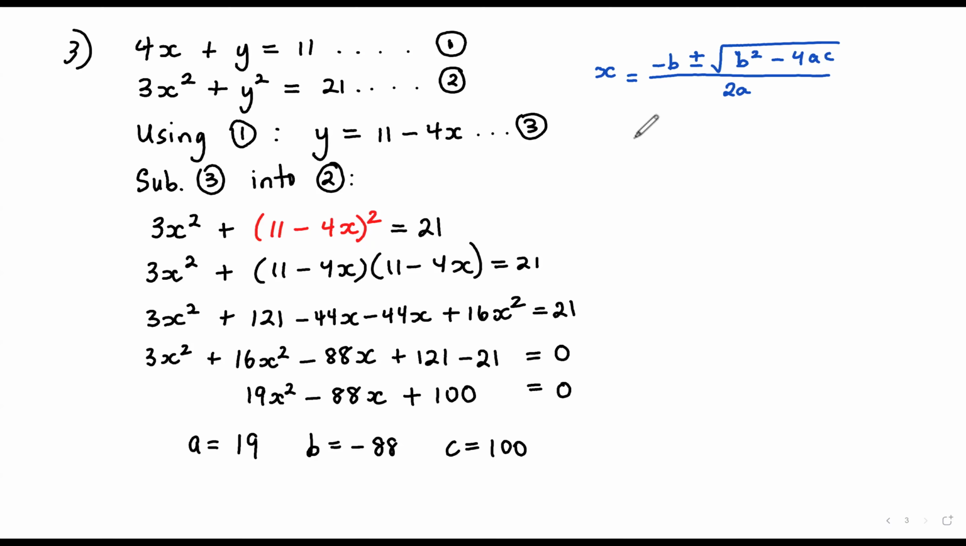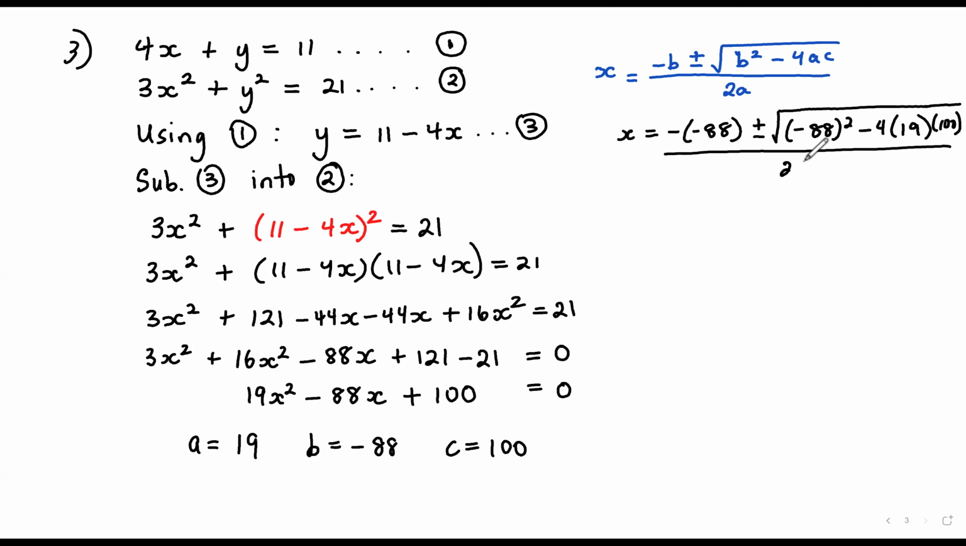So x will be equal to, well, minus b. Now b is negative 88, so that will be minus negative 88, plus or minus the square root of b squared, which is negative 88 squared, minus 4 times a, which is 19, times c, which is 100, all over 2 times a, which is 2 times 19, right? Now let's simplify. So this negative 88 will just be positive 88.